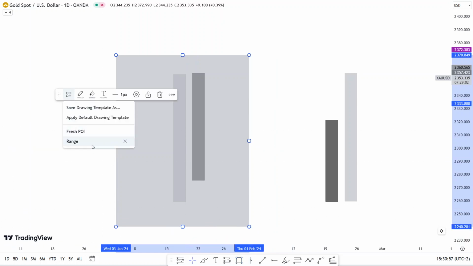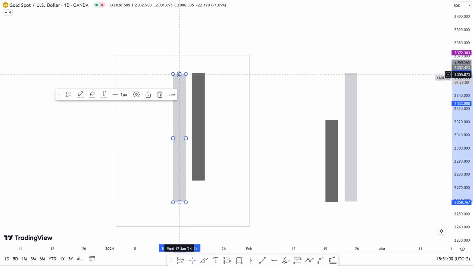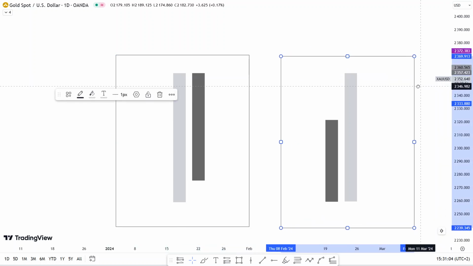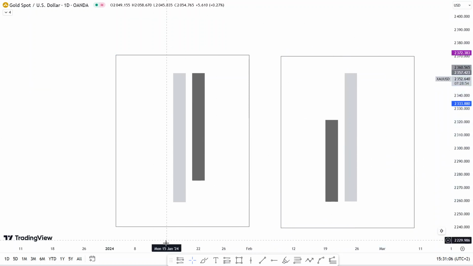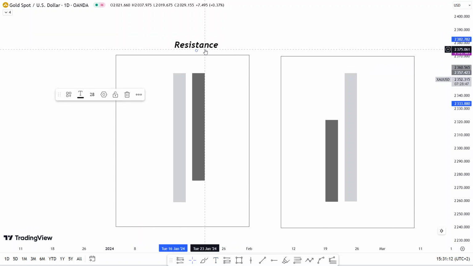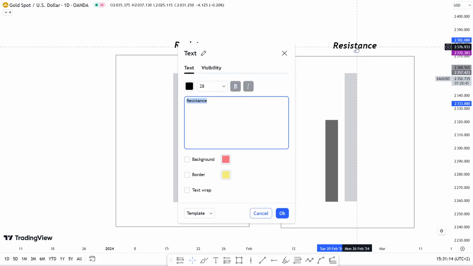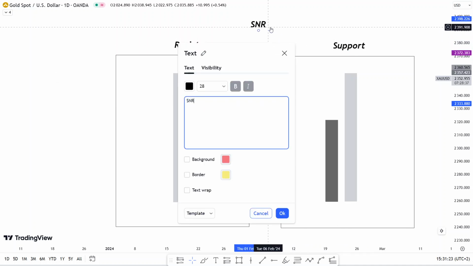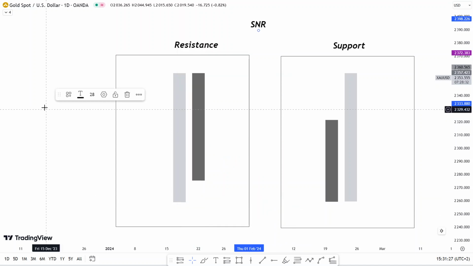this right here is your area of resistance, and the one on the right is your area of support. So how do these areas form? Let me just quickly label them. Resistance, and then this area right here is an area of support. It's Malaysian SNR. Both of them right here are just SNR, and we're going to explain them in detail.